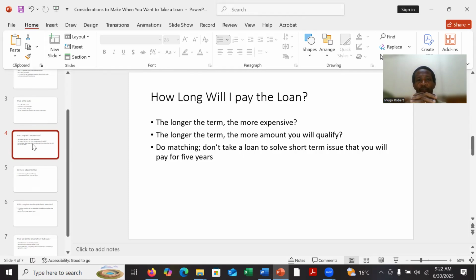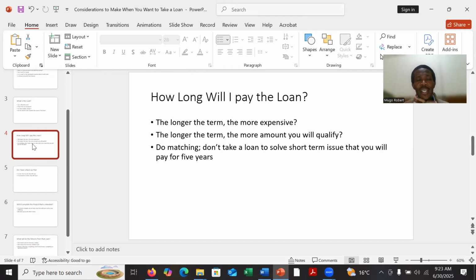Remember, if the loan is for a longer term, the interest rate you expect will be higher. If it's for a shorter term, the interest rate will be lower, sorry for that. So the longer the term, the more amount you will also qualify for. Your payslip may not allow a loan for 2 years, but if it is spread over 4 years, you may find your payslip may accommodate it.